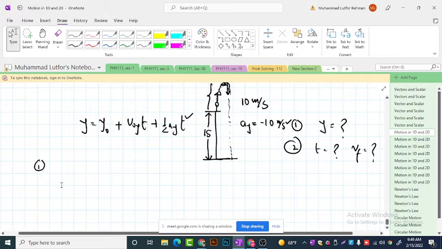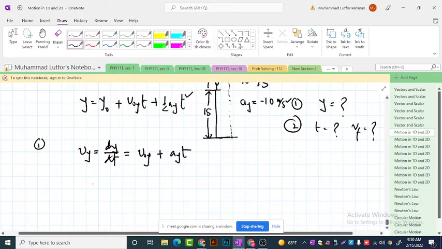Then I can find the time: how much time it will take to reach that maximum point. How am I going to find that time? First I will take the derivative of this equation, v_y, which is dy divided by dt, to find the instantaneous velocity. This y naught would be 0. I get v naught y plus a_y t, which is the v equals u plus at formula you will find.